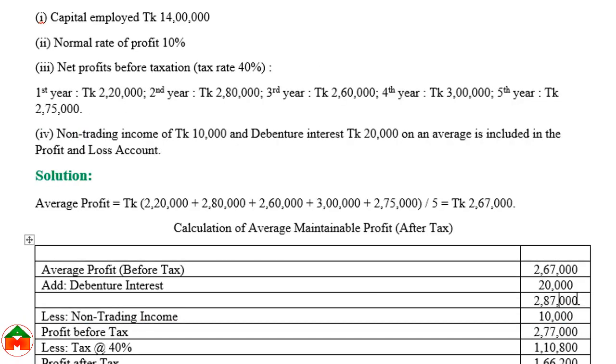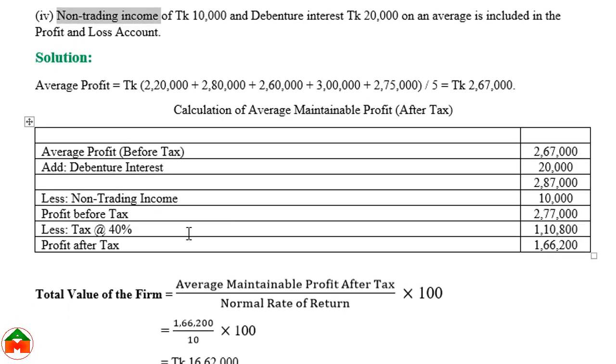From this profit, we need to deduct the non-trading income. This is not a trading income, non-trading income. That's why we need to deduct it to get the average maintainable profit. The amount of non-trading profit is 10,000. After deducting, we will get the profit before tax. The amount of profit before tax 2,77,000.